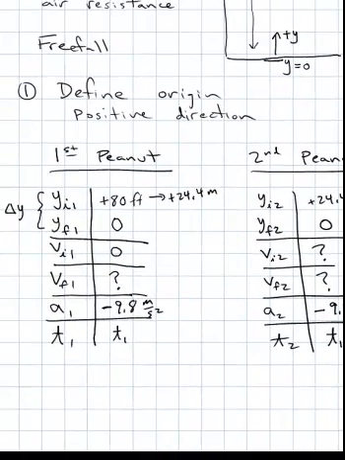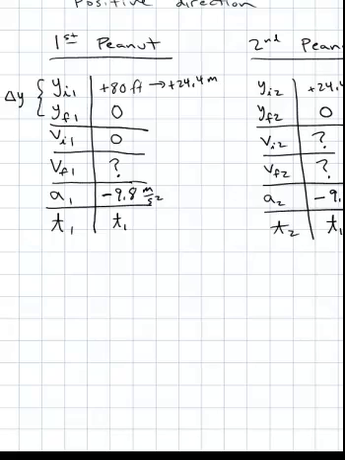Start out by finding the final velocity of peanut 1. So I'm going to pick one of my kinematics equations that's missing the initial, missing time, because those are my 2 unknowns. So I look for an equation that does not have time in it, and that would be this one. V final 1 squared is equal to V initial 1 squared plus 2a delta y.